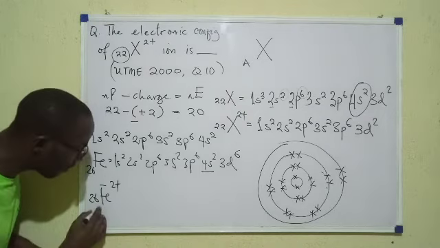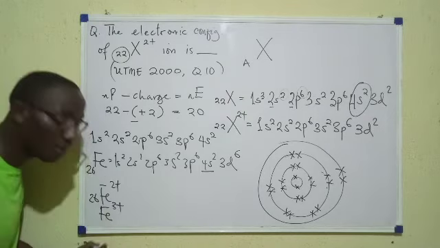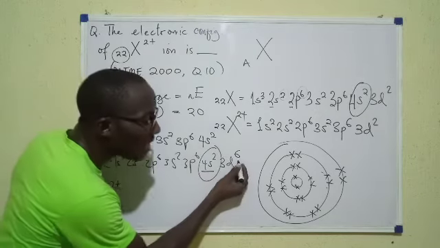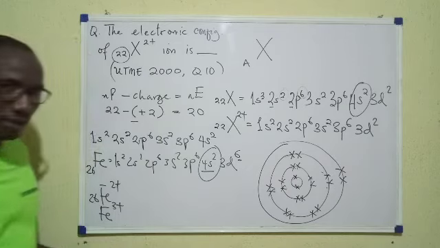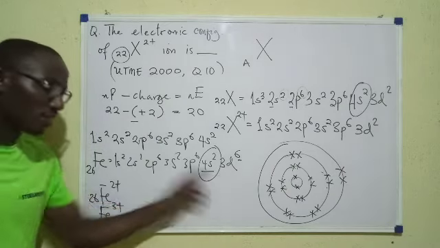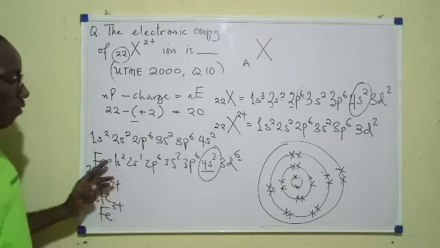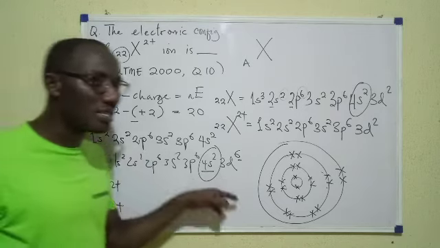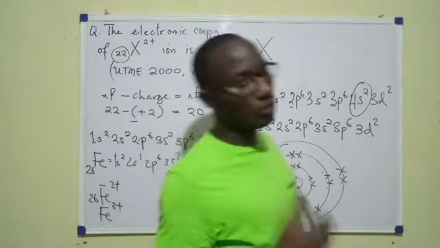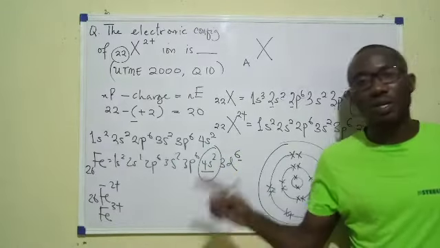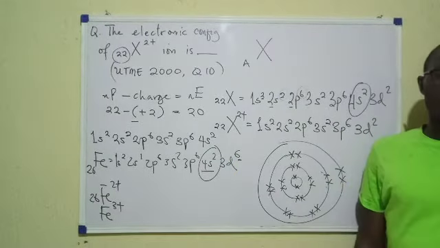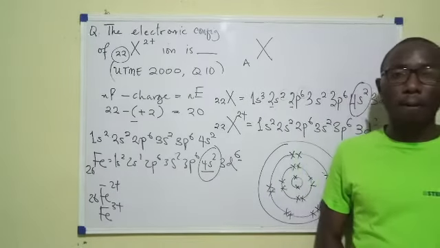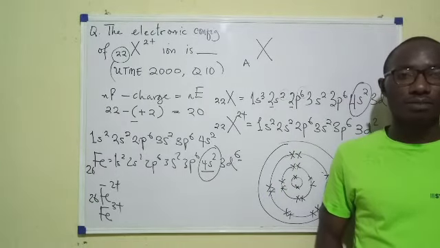But what if it's Fe3+? After removing these 2, you can then remove one more from here, because 3d6 is next. So that we have 1s2, 2s2, 2p6, 3s2, 3p6, 3d5. That would be the electronic configuration of Fe3+. That's about cases like this. Hopefully you'll meet more in the nearest future.